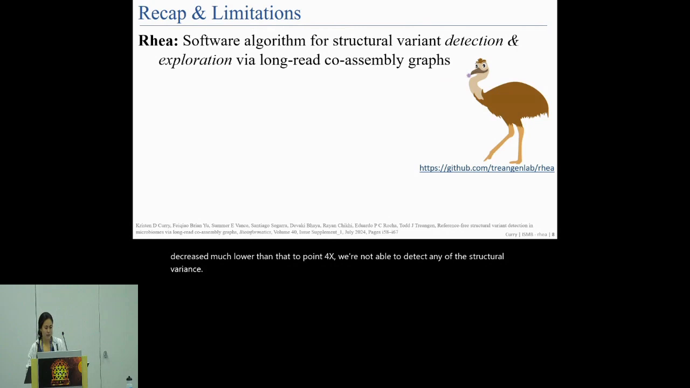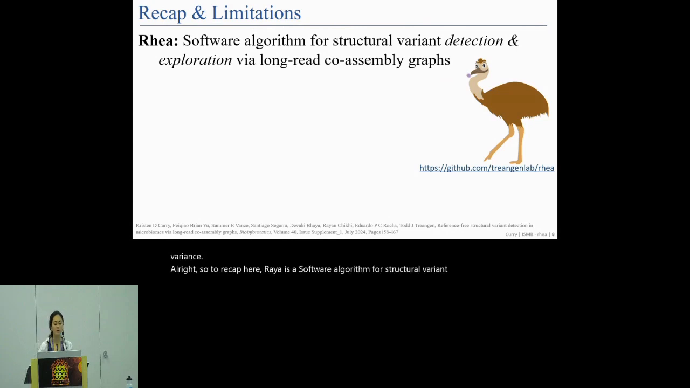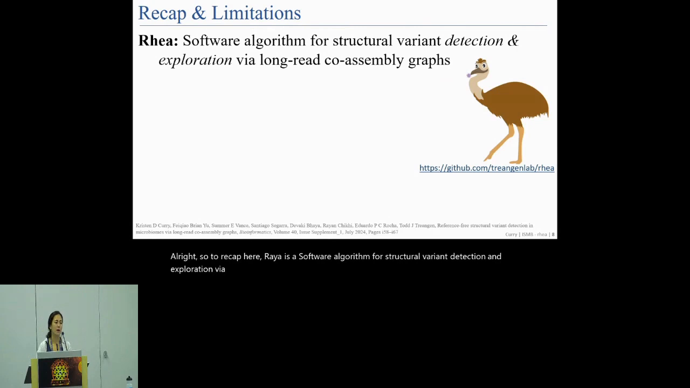All right, so to recap here, Rhea is a software algorithm for structural variant detection and exploration via long-read co-assembly graphs. I didn't really talk about the exploration portion, but essentially the output of Rhea will allow you to go into Bandage and you'll get a visual.